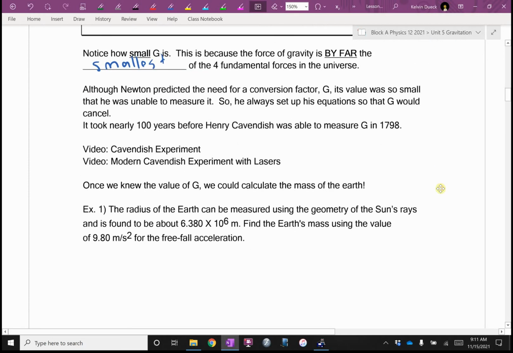Cavendish did this, and he got 6.67 times 10 to the negative 11. And one of the very first things he did was calculate the mass of the Earth. Up until then, the mass of the Earth, yeah?